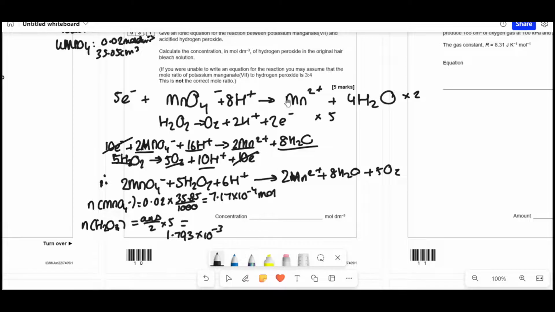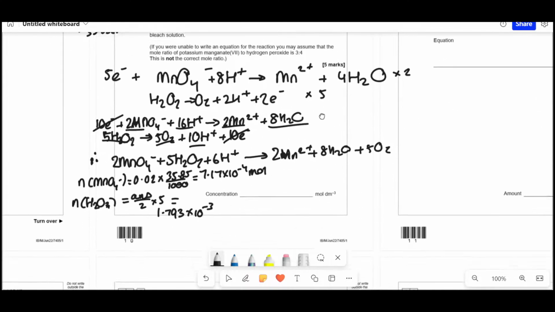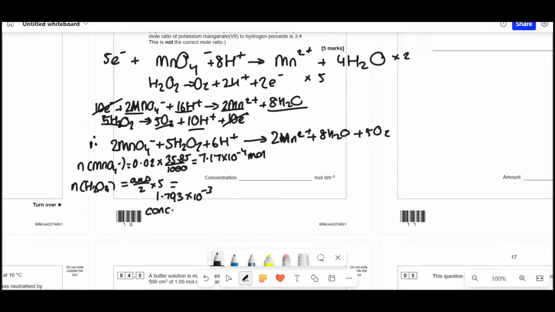Then it's asking you what the concentration of the original bleach solution is, but remember, we took 25 centimeters cubed of this mysterious sample and did the reaction. So in order to go backwards to the hair bleach original solution, we need to work out the concentration of the sample. So the H2O2 concentration is going to be its moles, 1.793 times 10 to the minus 3, divided by the volume of this sample that we have. It's not the whole reaction mixture, because if it's reacted fully, that's disappeared. We're doing this as in its pre-reaction, so it's going to be 25 divided by 1,000, because we took a 25 centimeter cube sample, which is 0.0717 moles per decimeter cubed.